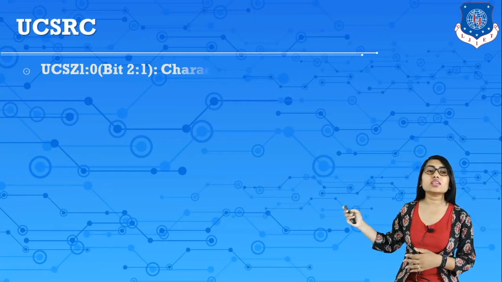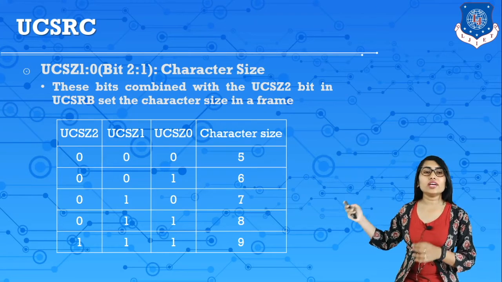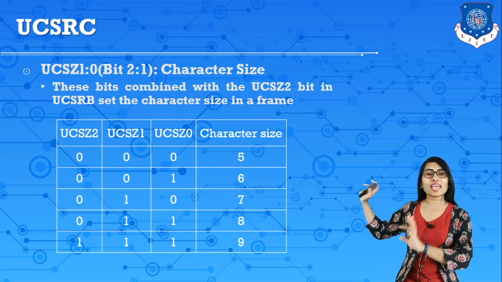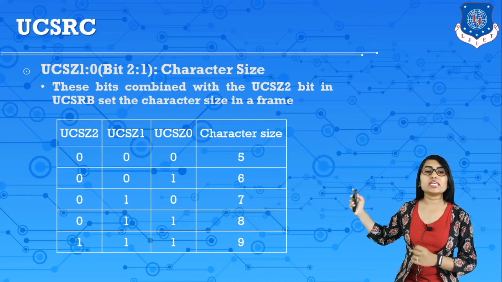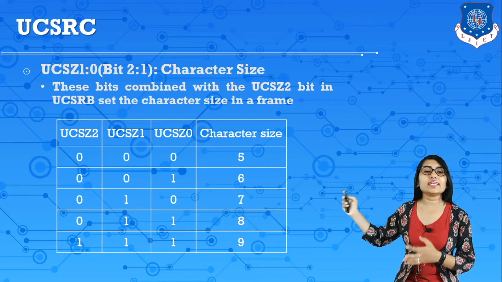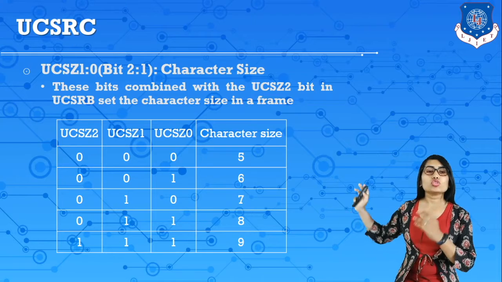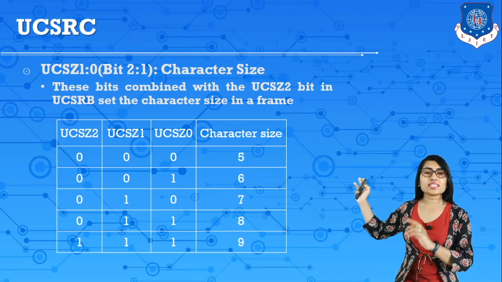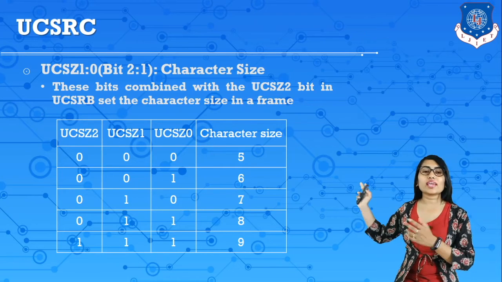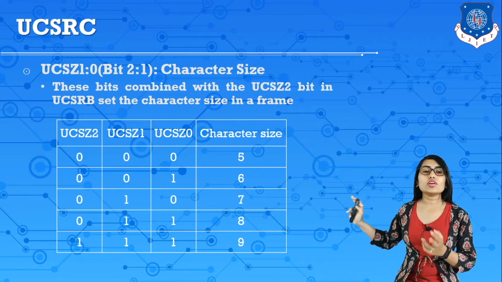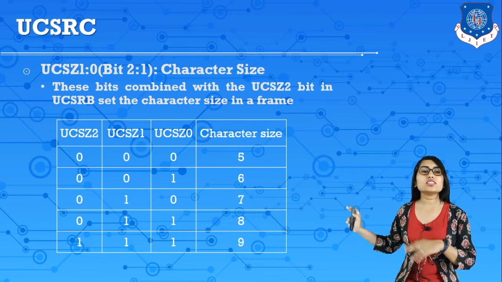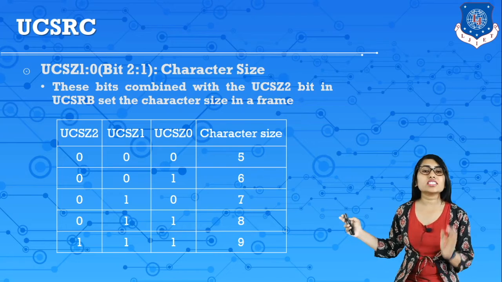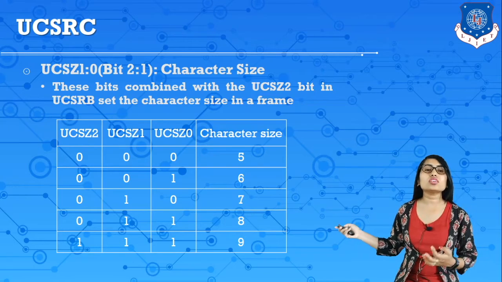Now next is UCSZ1:0. This decides the character size. These bits are combined with the UCSZ2 bit in the UCSRB to set the character size in a frame. So if 000, then character size is 5. If 001, character size is 6. 010, then 7. 011, then 8, and for 111 it is 9. So this is how the character size in one frame can be decided using these bits.